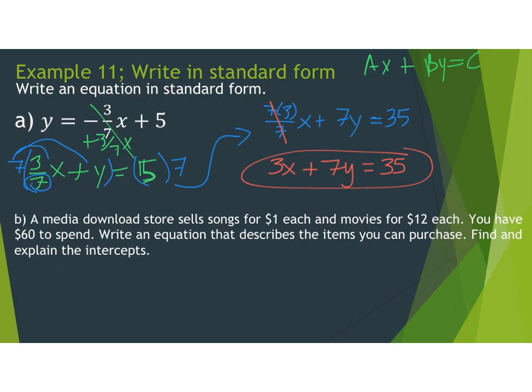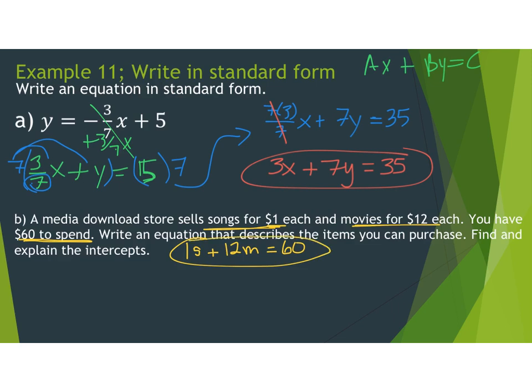And the last one's a word problem. A media download store sells songs for $1 each and movies for $12 each. You have $60 to spend. Write an equation that describes the items you can purchase. Then explain the intercepts. Okay, well, we know that it's $1 for every song plus $12 for every movie. And you can only possibly spend $60 because that's all you have. So there's your standard form equation.